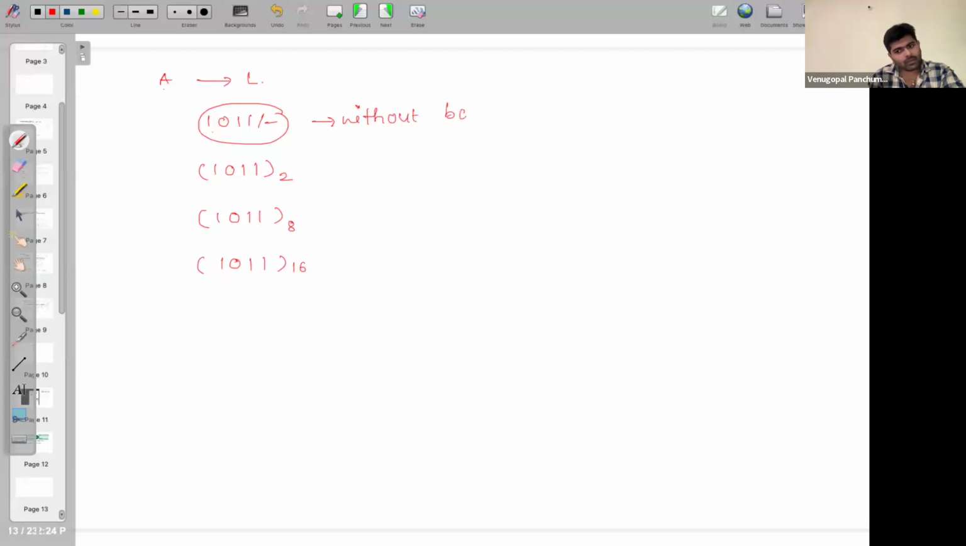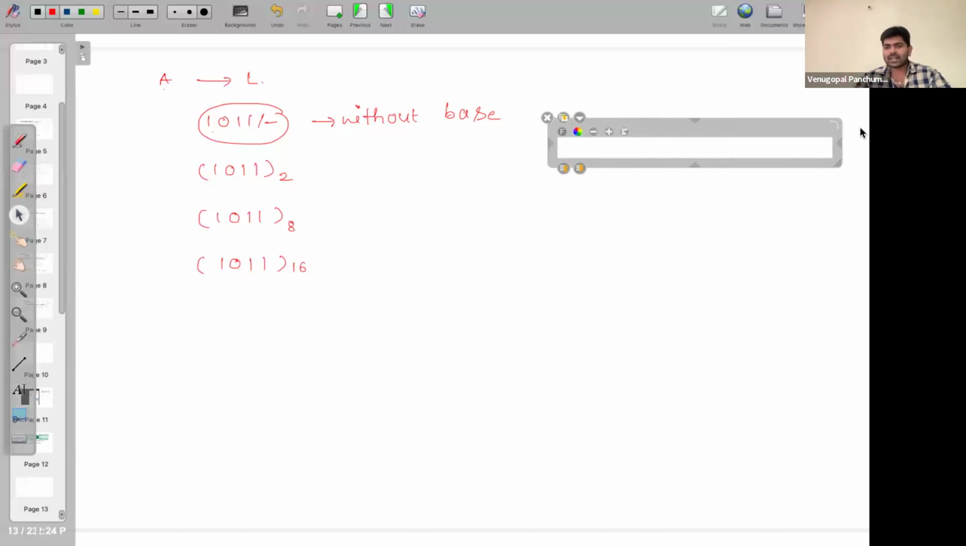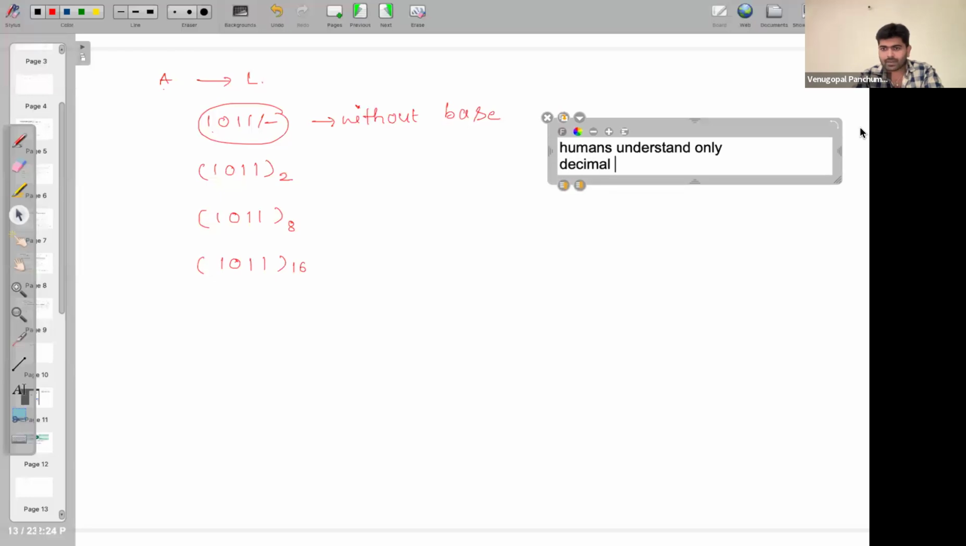then what does it mean? Without base, by default, what do we need to understand? Yes, very good. It's a decimal number system, because humans understand only the decimal number system. Correct?